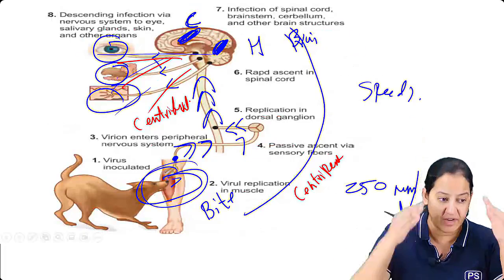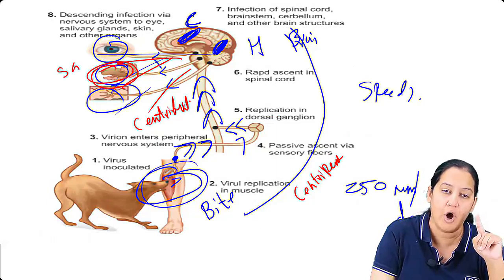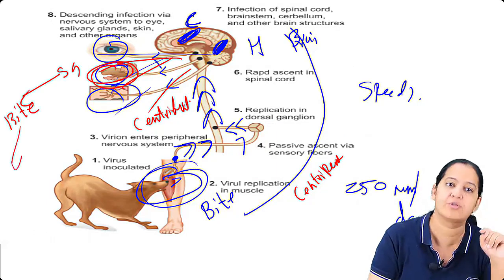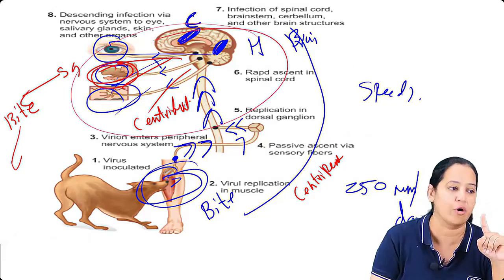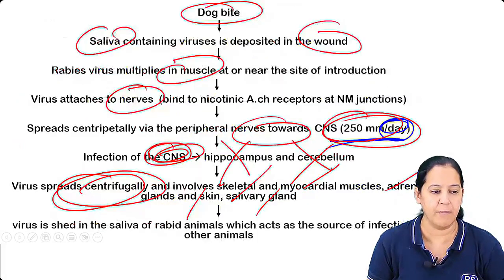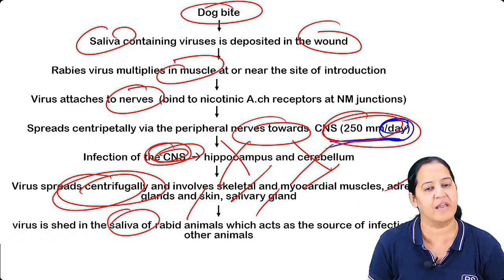See, after going to the brain, it is going to multiple organs. One of the organs is the salivary gland. Now, this person will bite another person, so that person will also have rabies. So this person is like a dog now, having the virus in the saliva. Got my point? And finally, it is shed in the saliva and it can bite another animal.